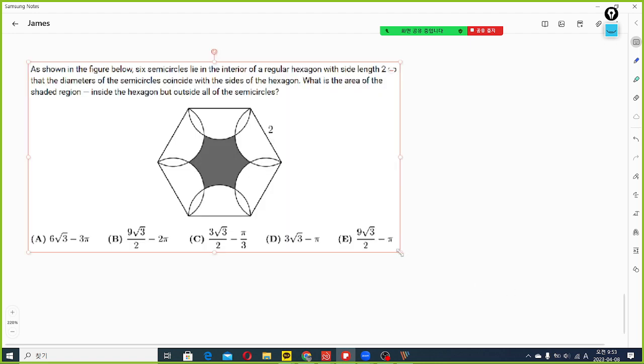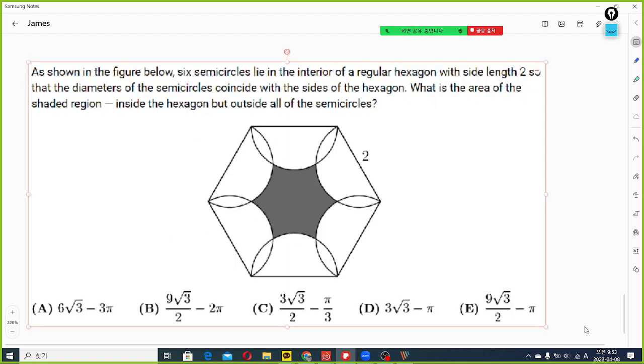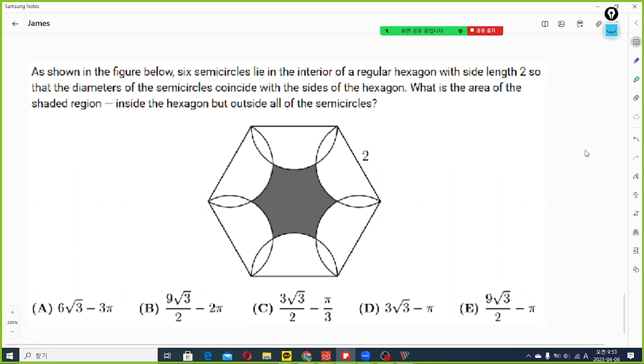So we want to find the area of a shaded region. Actually, I think you can do it. I'll give you some time.